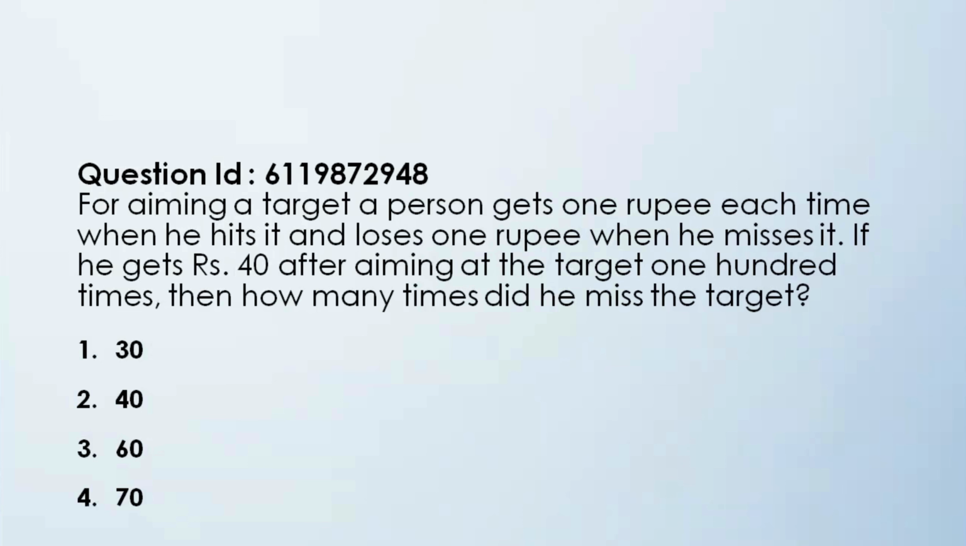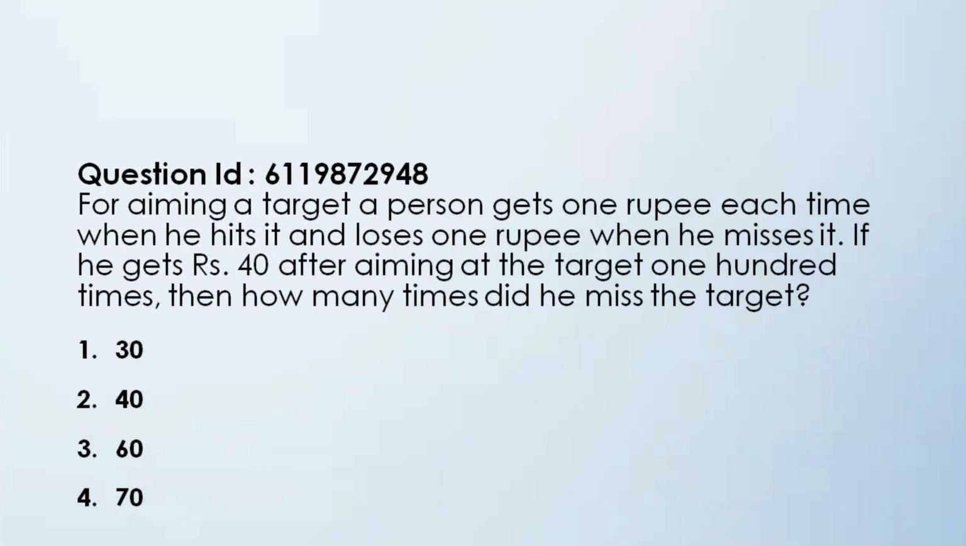Okay, so while aiming at a target, one person will get 1 rupee every time he hits the target. He will lose 1 rupee when he misses the target, and he has attempted it 100 times. Okay, finally he is getting 40 rupees. How many times did he miss the target is what the question asks us to solve. So let's see step by step how we arrive at the correct answer.